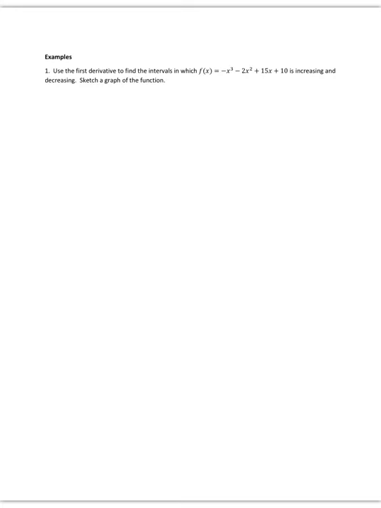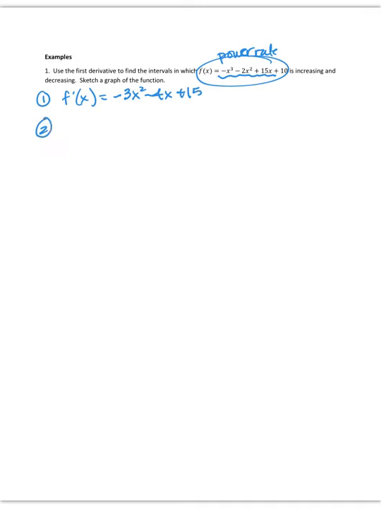So here we go. The first thing we want to do is the first derivative. If you take a look at this function right here, we are using the power rule. So what would that give us? Negative 3x squared minus 4x plus 15. So I just did the power rule of the original function. So the next thing to do is to identify the critical values.